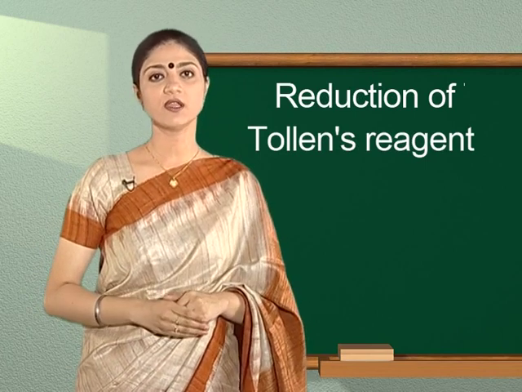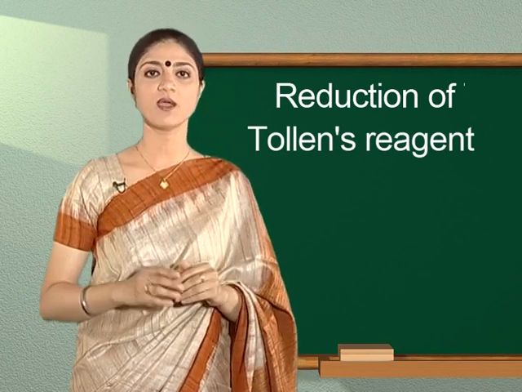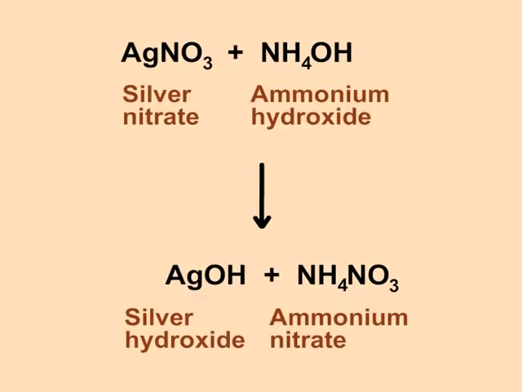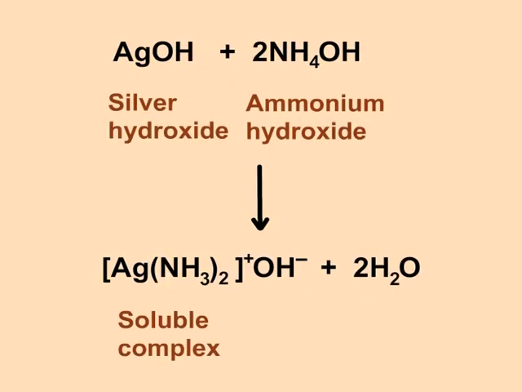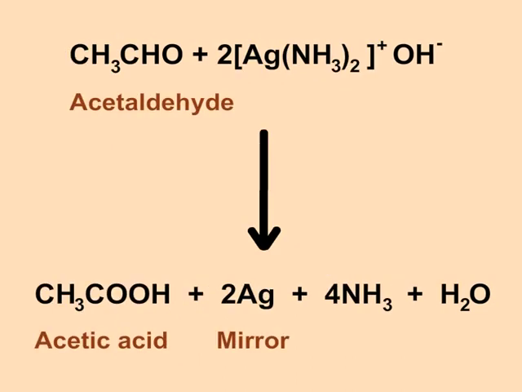Let us now have a look at the equations one by one. Silver nitrate reacts with ammonium hydroxide to form silver hydroxide and ammonium nitrate. Silver hydroxide reacts with ammonium hydroxide to form a soluble complex and water. Acetaldehyde reacts with Tollens reagent to form acetic acid along with silver, ammonia and water.